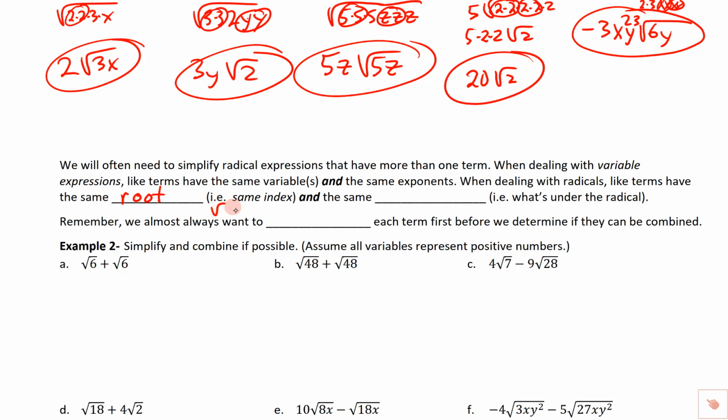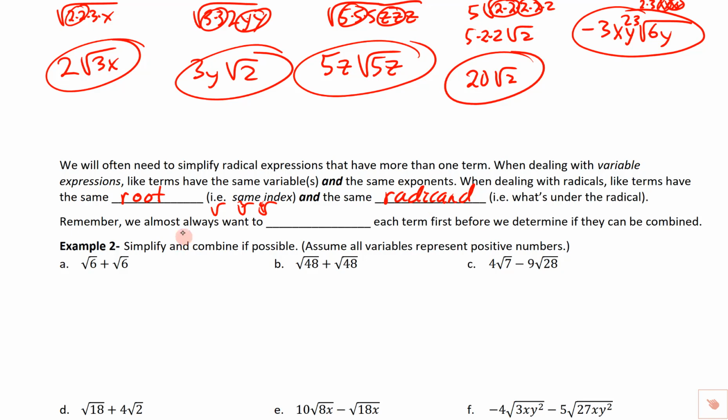That means they're square roots, they're cube roots, they're fourth roots, or whatever. So they've got to have the same index, and they've got to have the same, the word here is radicand. The radicand means what's underneath the radical. So we want to have the same root and the same radicand. Now, most of the problems that we're going to do, they're all square roots, so they are going to have the same root. We just want to make sure that they have the same radicand.